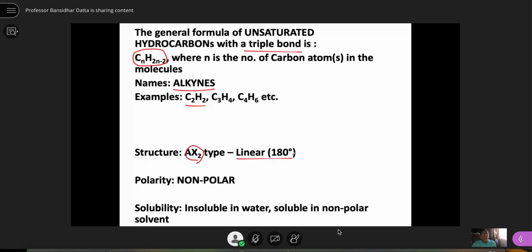It has two lone pairs, two pi bonds. Therefore, the molecule will rotate, but the bond angle will never change. It's 180 degrees.